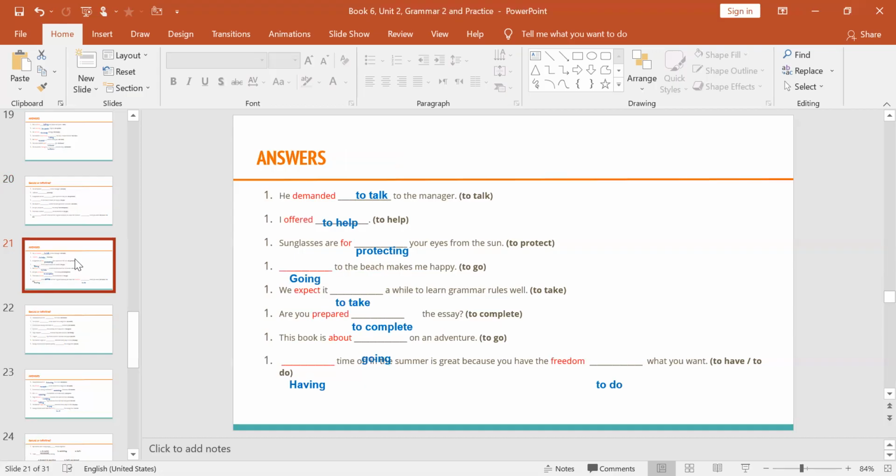Let's go over it. He demanded to talk to the manager. So with demanded, you use the infinitive to talk. I offered to help. With offered, you use to help. The sunglasses are for protecting. So when you have a preposition, afterwards you use the gerund, for protecting.